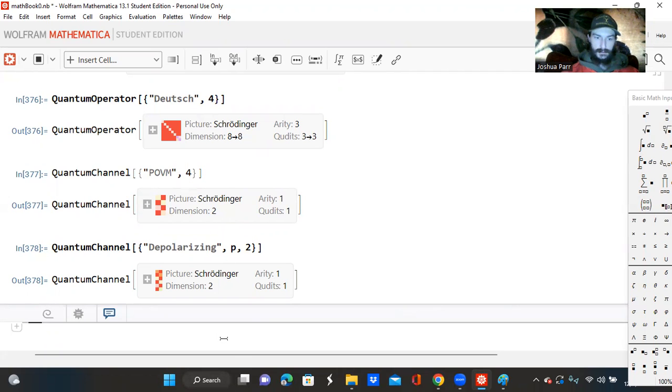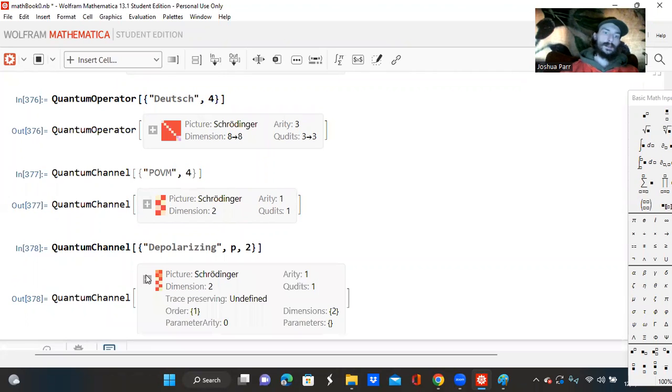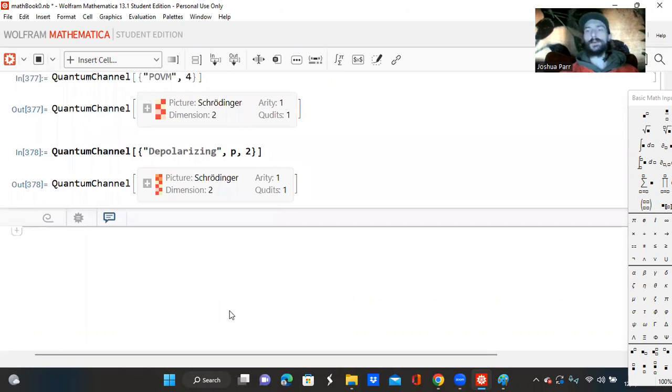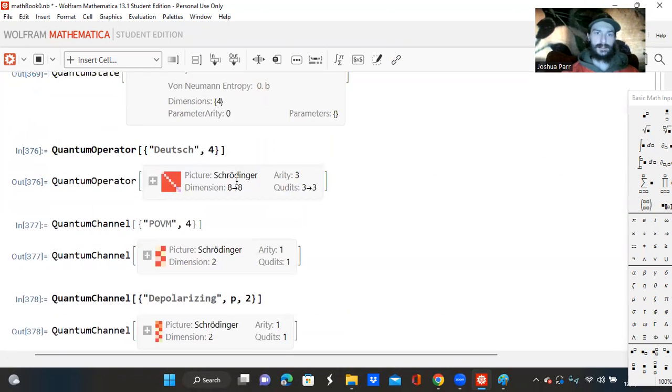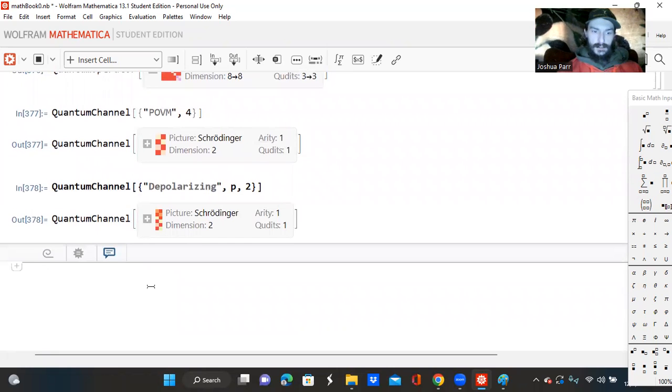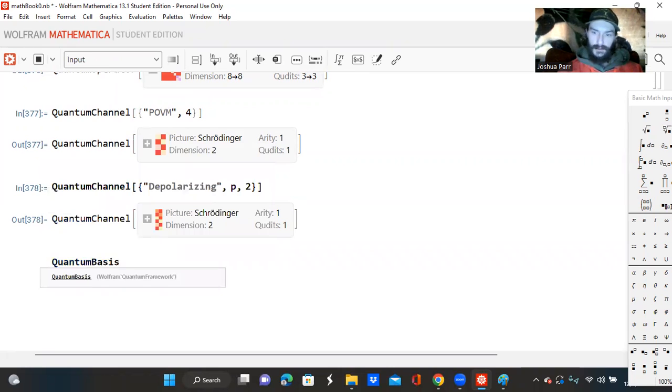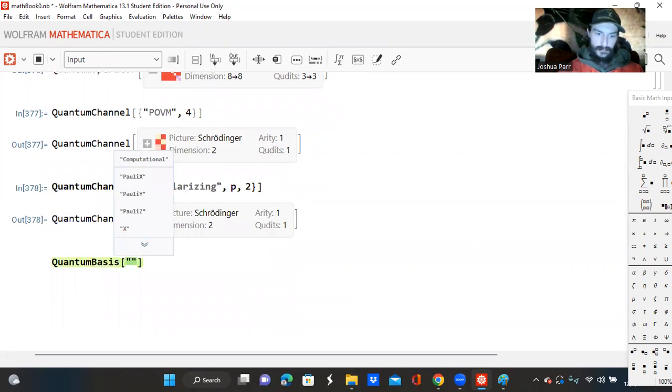I think that's kind of all I wanted to show extra today. Oh yeah, I was gonna do a quantum partial trace. Well, I'm gonna do a whole thing about that one. So I think we're gonna cut it off here. Quantum basis, computational.